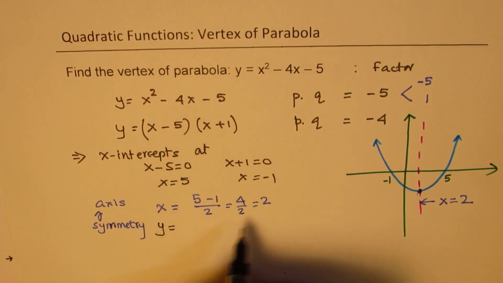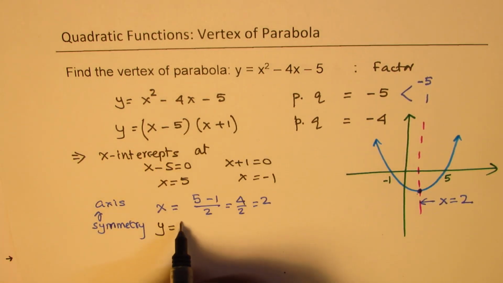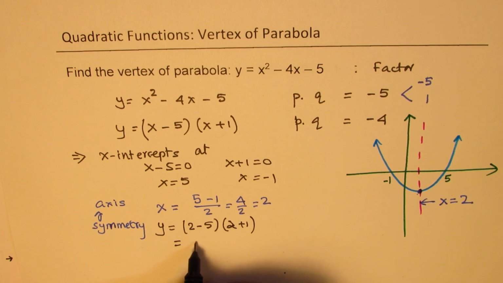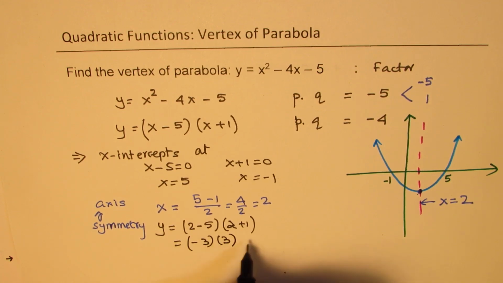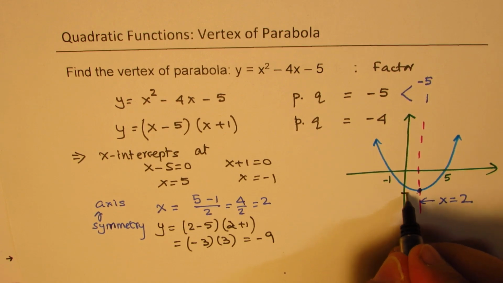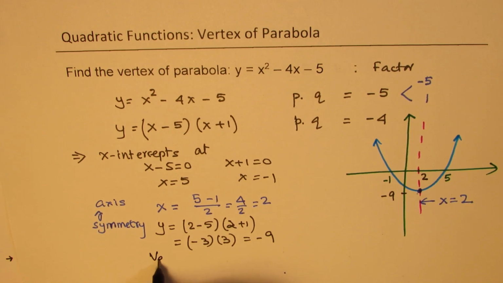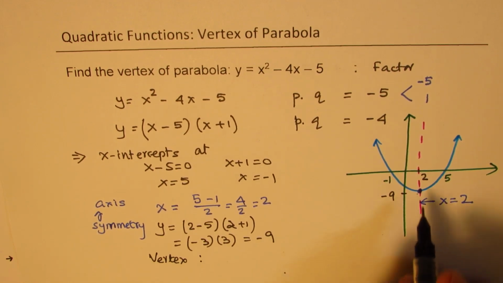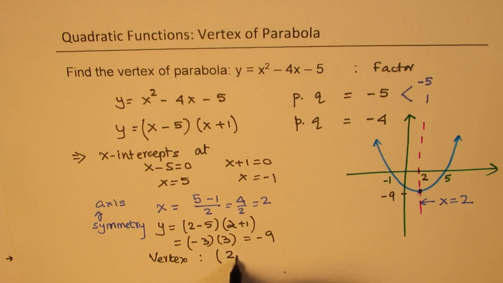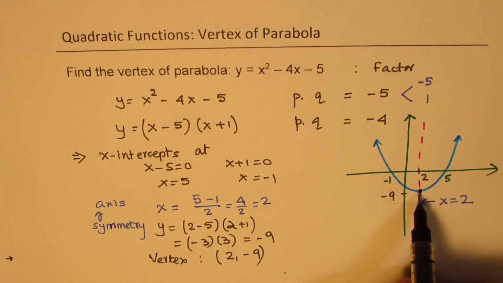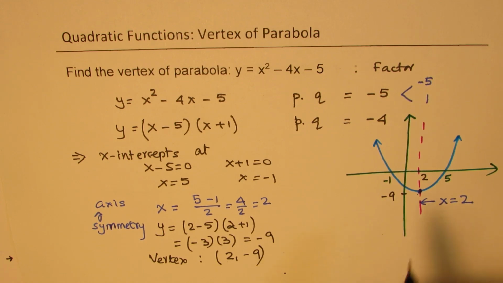So for the y value, we'll substitute 2. Let's put it in this factored form. Easy for calculations also, right? 2 minus 5 times 2 plus 1, which gives us minus 3 times 3, which is minus 9. So that coordinate is minus 9, and this is at 2. And therefore, we can say the vertex will be at an x value of 2 and a y value of minus 9. So as you can see, this parabola will have an absolute minimum at x equals 2, and the minimum value is minus 9. Is that clear to you?